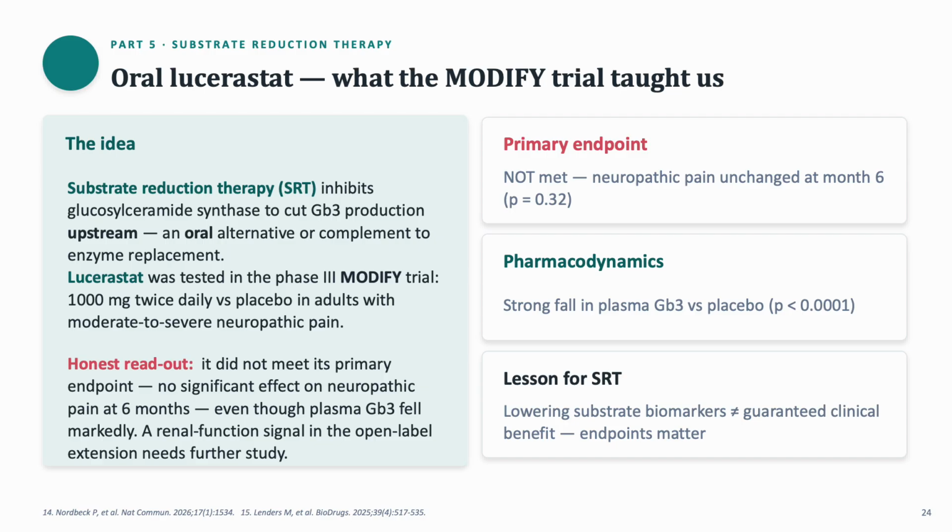The second strand of recent advance is substrate reduction therapy, a fundamentally different and oral approach. Instead of replacing the missing enzyme, you inhibit an enzyme to cut down the Gb3 production at the source. But the trial did not meet the primary endpoint in neuropathic pain and renal function, so it has not yet proven any clinical benefit.